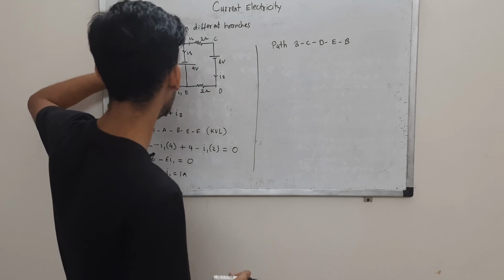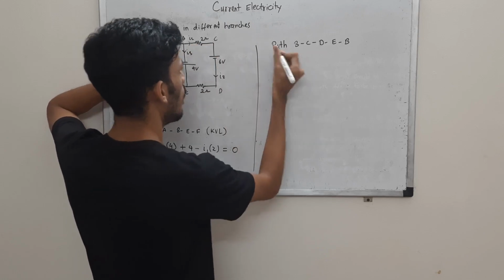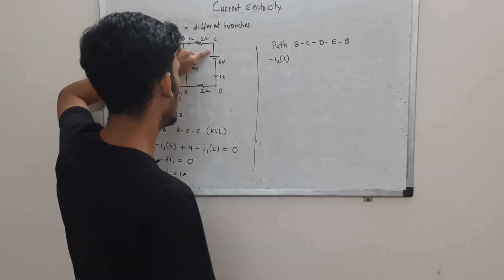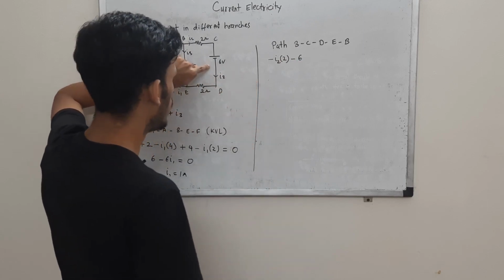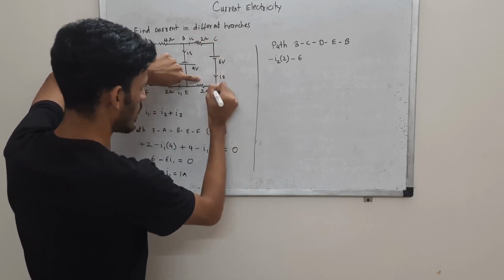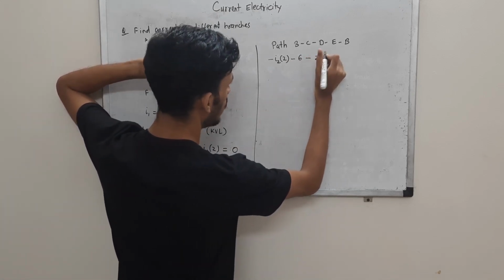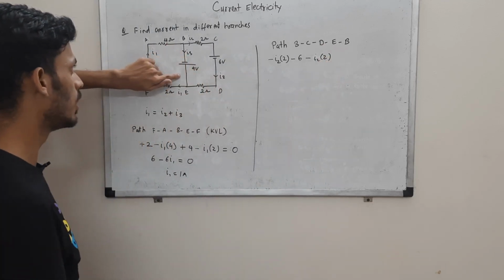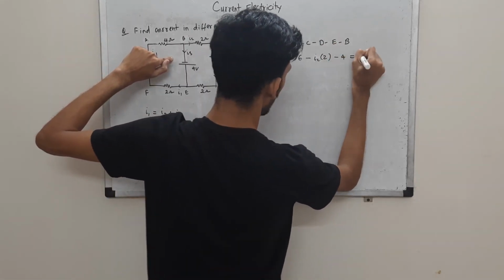Beginning from point B, we are moving in the direction of current I2, so minus I2 times R. In the direction of current, negative. Now we are moving from positive to negative, again minus E, minus 6. Here also we are moving in the direction of I2, so minus 2 times I2, I2 times 2, that is IR. And finally we are moving from positive to negative, again negative, minus 4 is equal to 0.